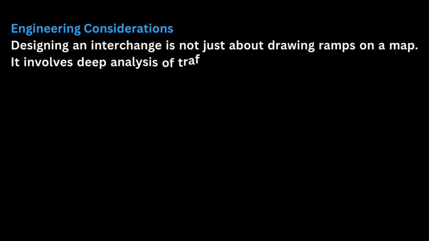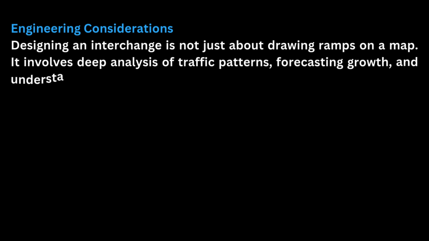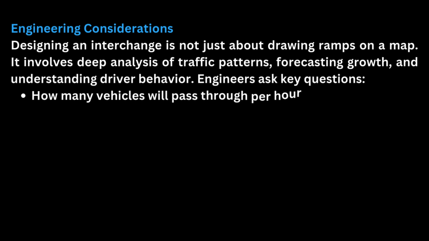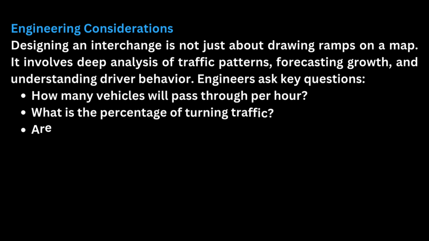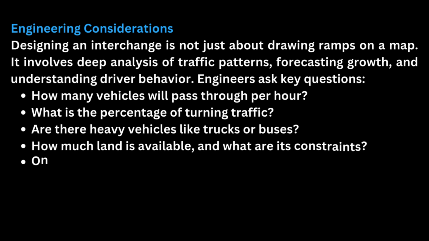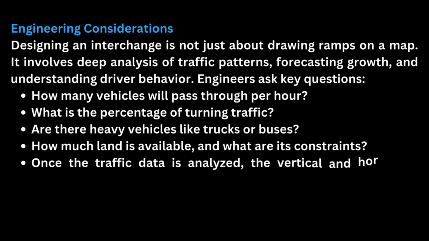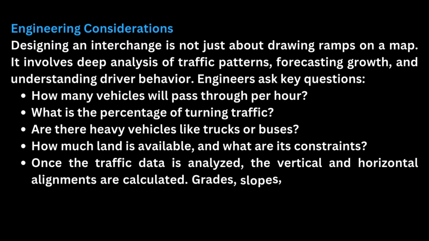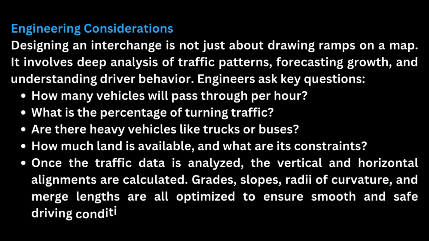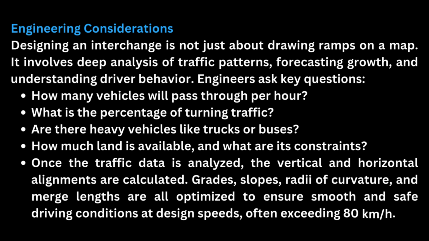Engineering considerations. Designing an interchange is not just about drawing ramps on a map. It involves deep analysis of traffic patterns, forecasting growth, and understanding driver behavior. Engineers ask key questions. How many vehicles will pass through per hour? What is the percentage of turning traffic? Are there heavy vehicles like trucks or buses? How much land is available, and what are its constraints? Once the traffic data is analyzed, the vertical and horizontal alignments are calculated. Grades, slopes, radii of curvature, and merge lengths are all optimized to ensure smooth and safe driving conditions at design speeds, often exceeding 80 kilometers per hour.